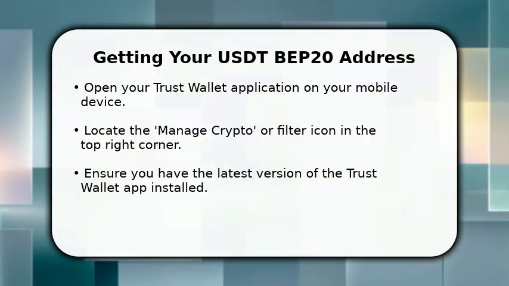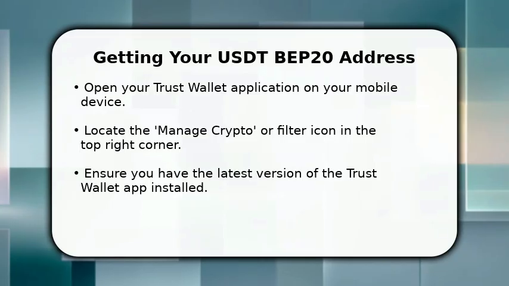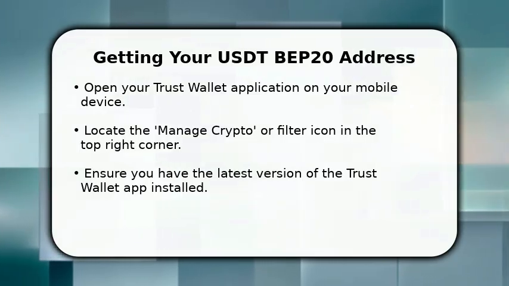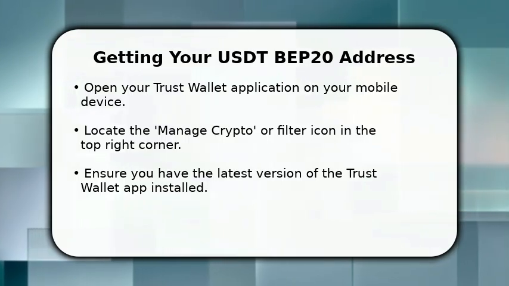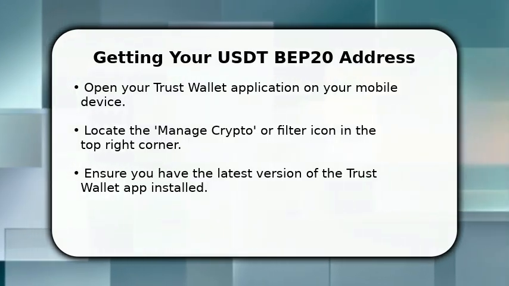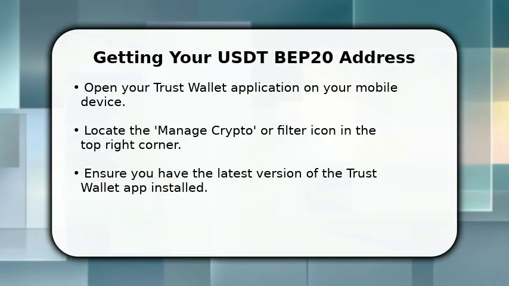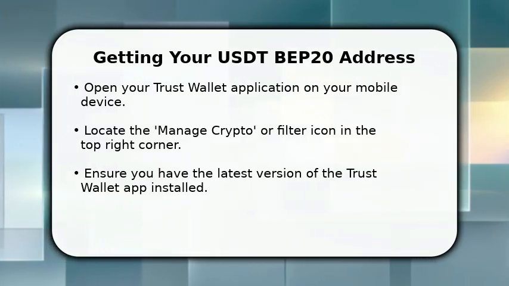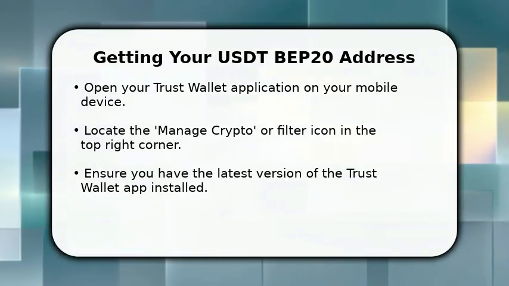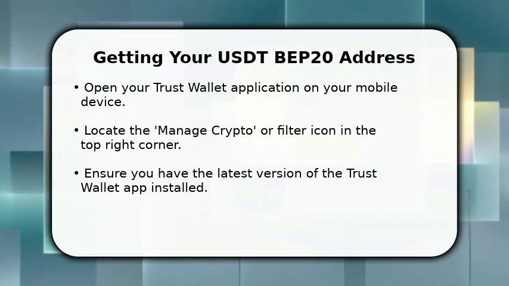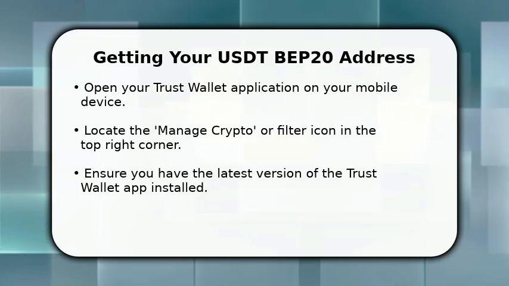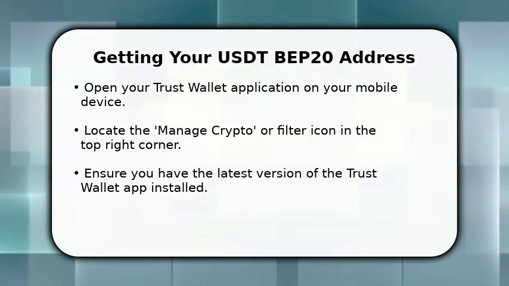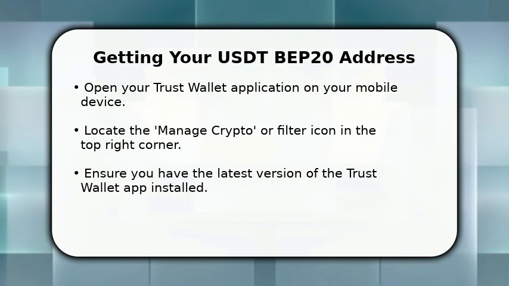In this video, I will show you how to get your Trust Wallet USDT BEP20 address. First, open your Trust Wallet app on your mobile device. Look for the Manage Crypto icon, often represented by two small circles or a filter symbol, in the top right corner of your main screen. Tapping this icon will take you to the page where you can manage your cryptocurrency visibility. Make sure your app is updated for the best experience.